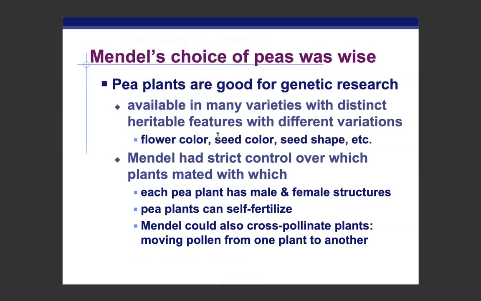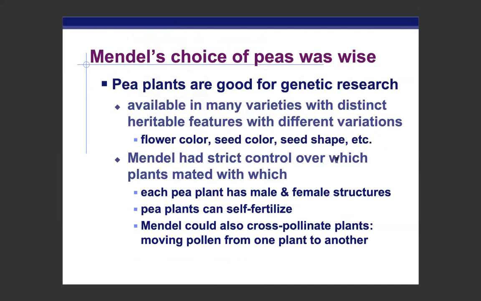Mendel's choice of pea plants was wise. They're good for genetic research because there are a whole lot of different varieties with distinct heritable features. Distinct means we can tell the difference, for example purple and white. It's easy to tell the difference between a purple plant and a white plant, and they're heritable features, so they're passed on to different generations.